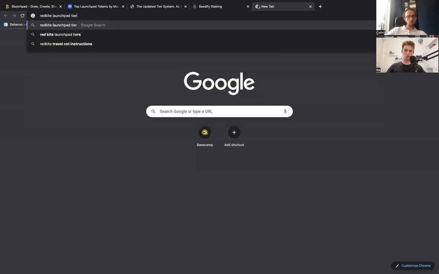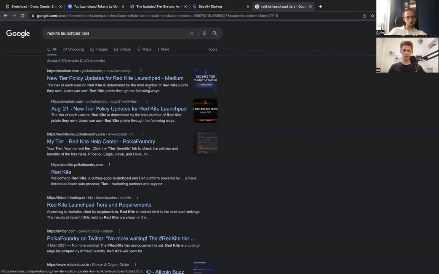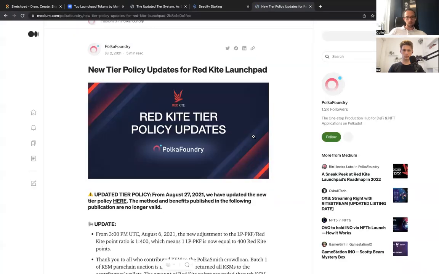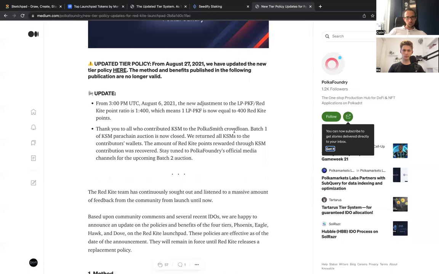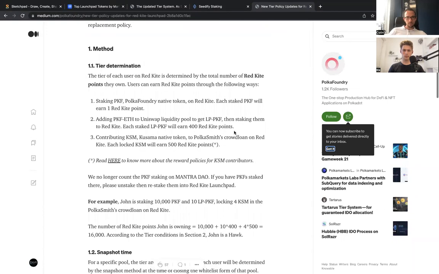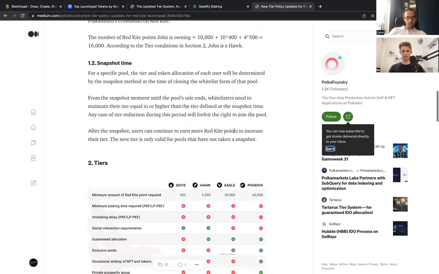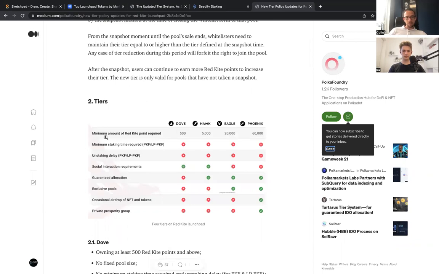Red Kite launchpad tiers. Okay, here we go. Polka Foundry, that's what it's called. All right, let's see. What do we have? Because they have like, oh, here we go. So a minimum amount of Red Kite points required. So that's basically the staking, what they need. So you've got Dove, Hawk, Eagle, Phoenix. That's what there is. So 4 tiers, 1, 2, 3, 4.